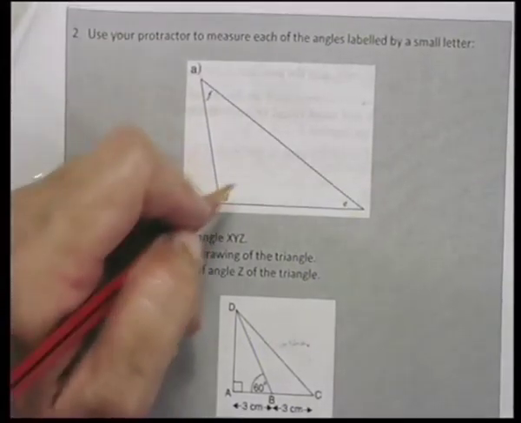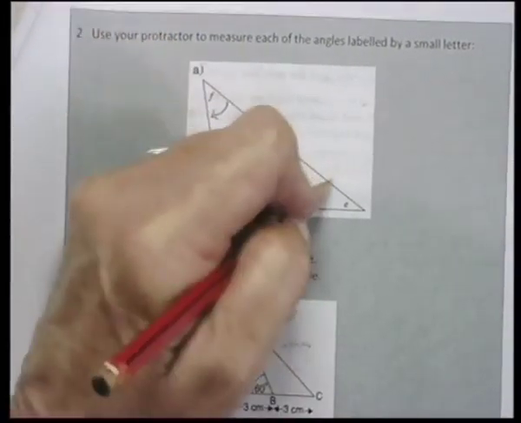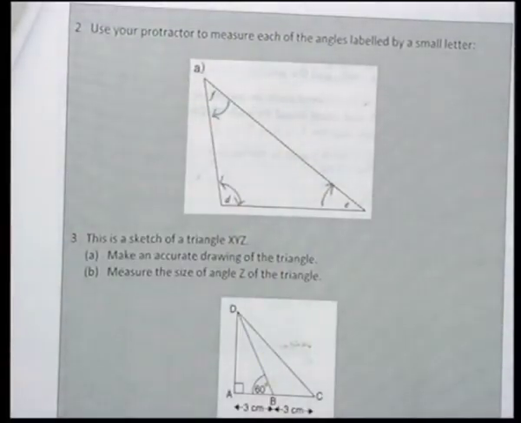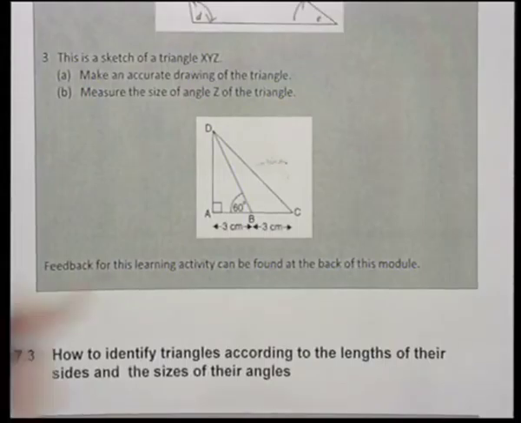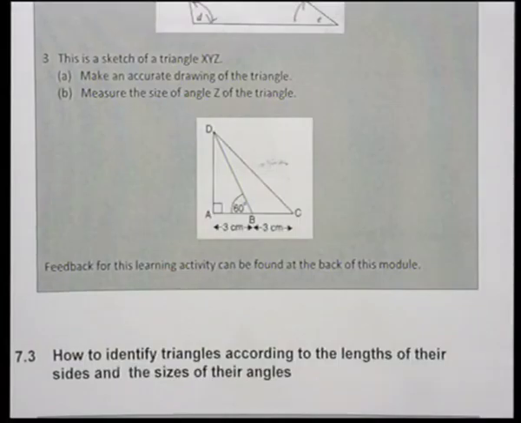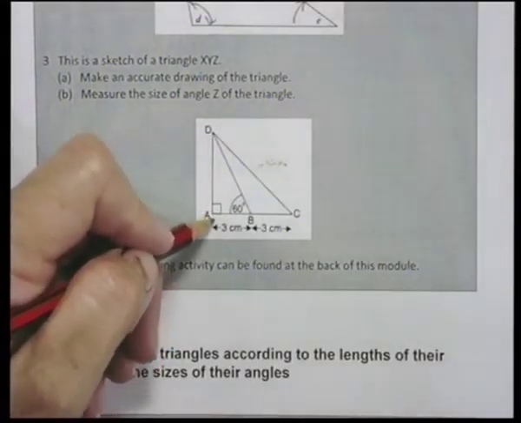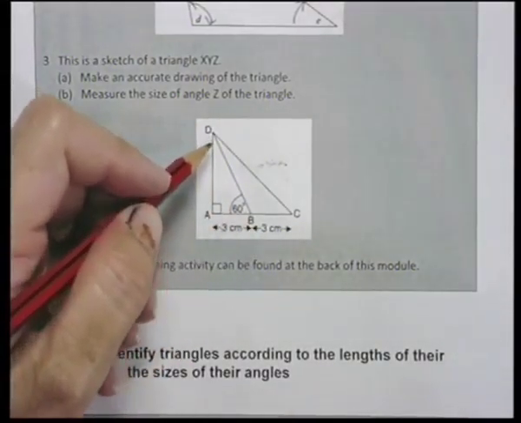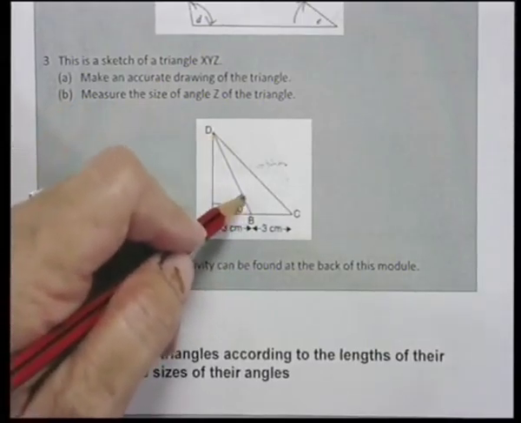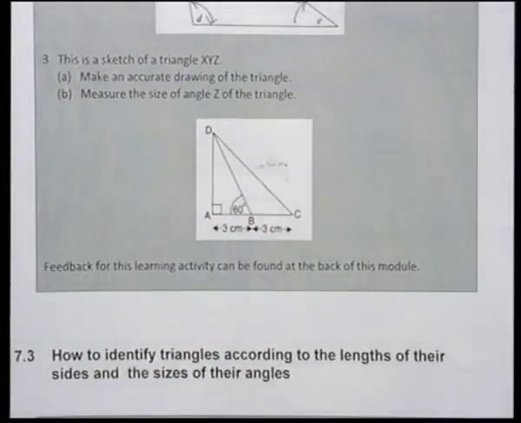Use your protractor to measure all these angles. They all are acute angles, so if you get an answer more than 90 degrees, you must know you are on the wrong track. We must measure 3 centimeters and 3 centimeters and measure exactly 60 degrees and exactly 90 degrees, so this line is perpendicular to AC, and measure your 60. This one must be 120 degrees and also a line of 3 centimeters.